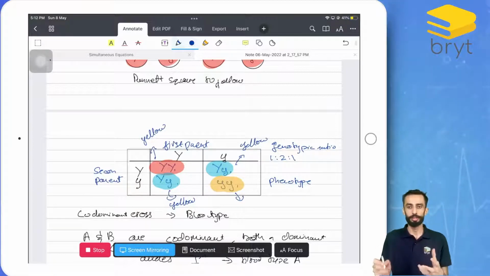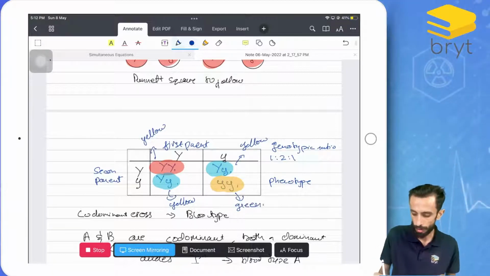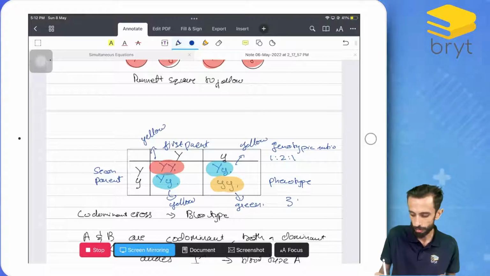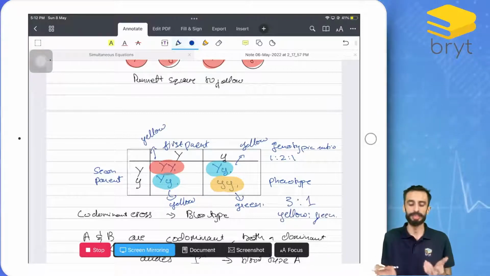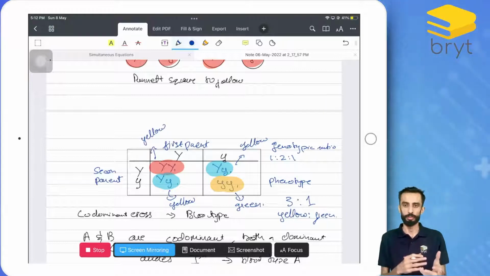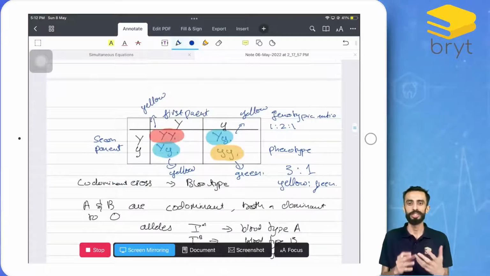And since this is the ratio, we can say the ratio is 3:1 of yellow is to green. So this is basically how you do a cross. Now you can do different types of crosses which lead to different types of ratios.